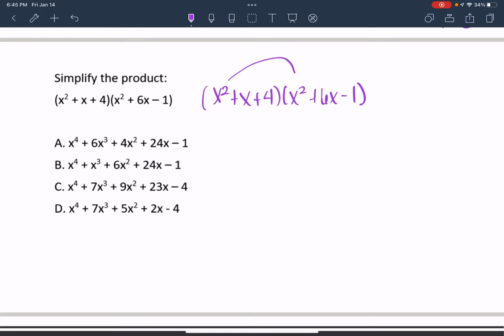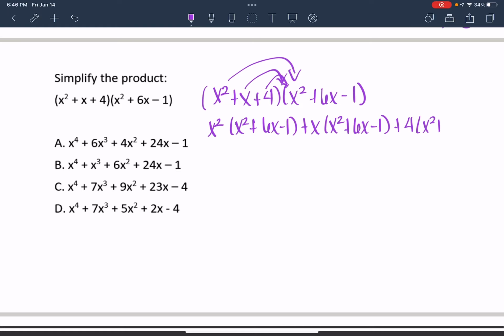So I take each term on my first trinomial and distribute it to everything in my second trinomial. So this gives me x squared times x squared plus 6x minus 1 plus x times x squared plus 6x minus 1 plus 4 times x squared plus 6x minus 1. So now I distribute each of these one at a time.